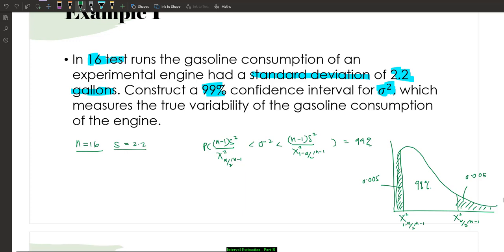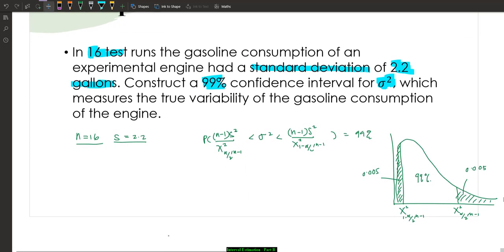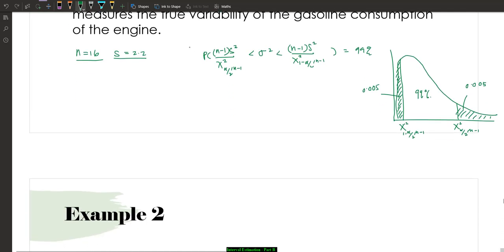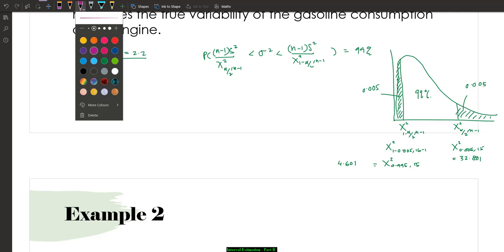So at this stage, we know the chi-squared 1 minus 0.005, n minus 1, which is 16 minus 1, equal to 15. This is chi-squared 0.005, 15, right? So this one should be equal to chi-squared 0.995, 15. By looking at the statistical table, this one should be equal to 4.601 and this one should be equal to 32.801. So we already know the value, just plug in the value into the formula.